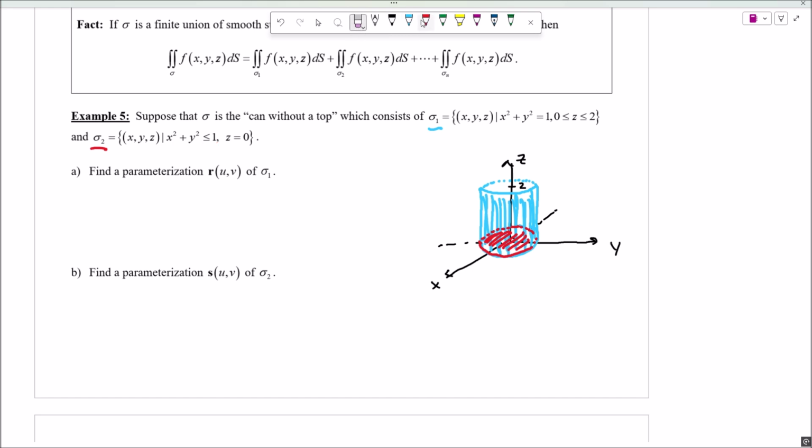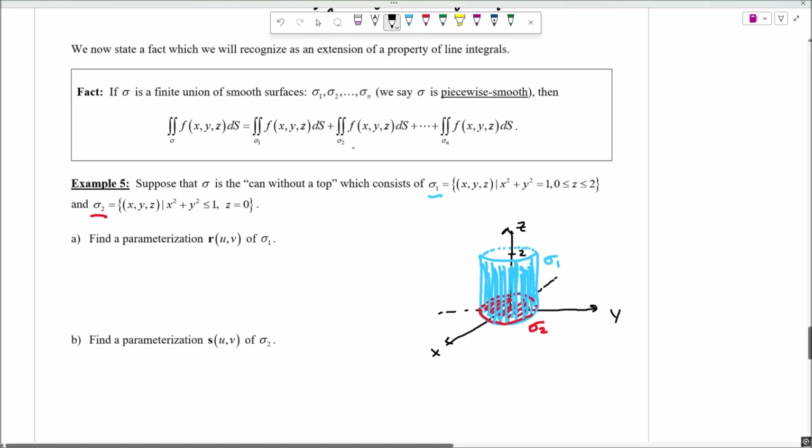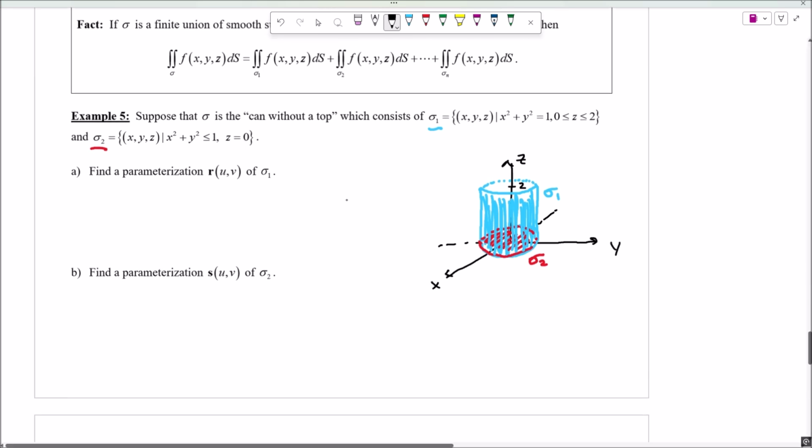So I have sigma 1 in blue and sigma 2 in red. Sigma 1 represents the wall of the can, and sigma 2 represents the bottom. The total surface we're calling sigma in this problem is the combination of these two. If I wanted to compute a surface integral for sigma, I would need to compute two separate surface integrals, a blue one over sigma 1 and a red one over sigma 2.